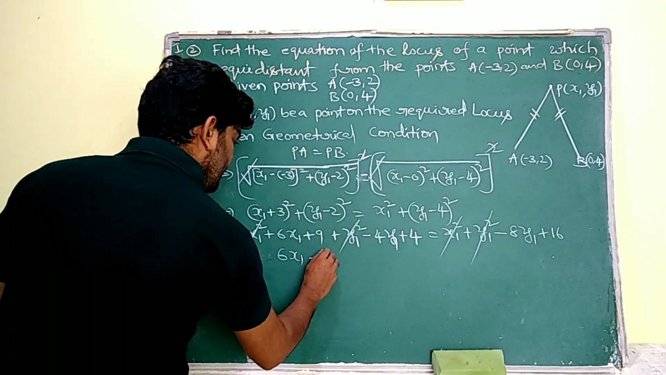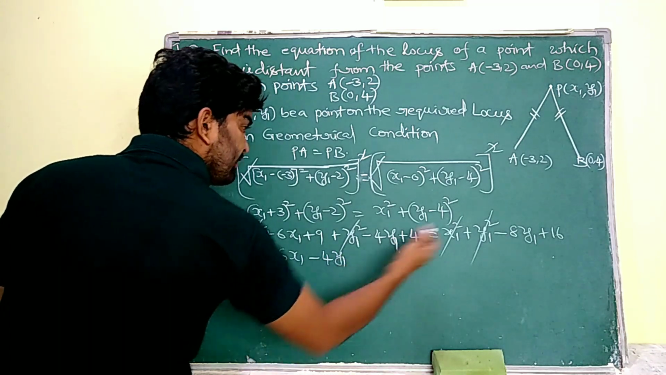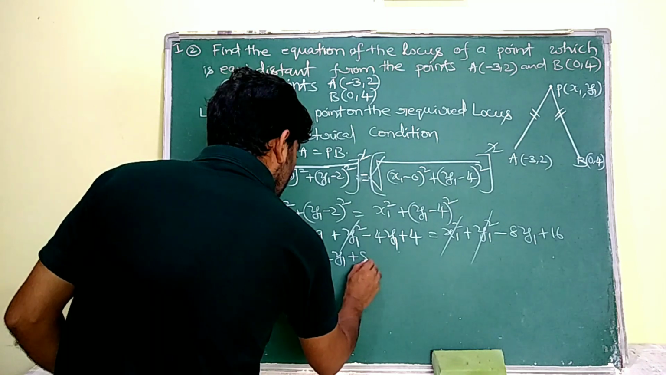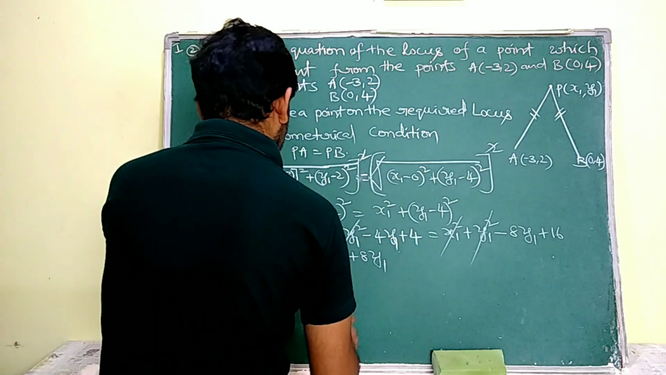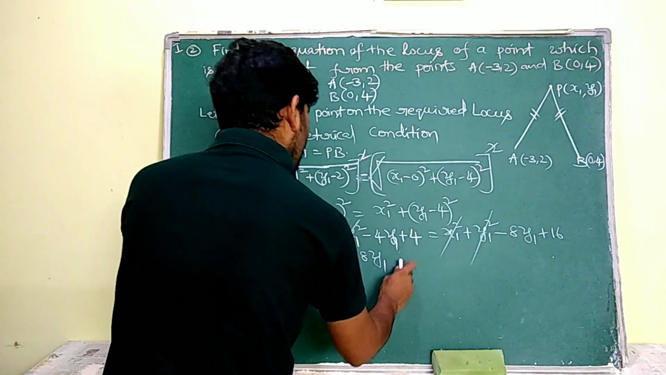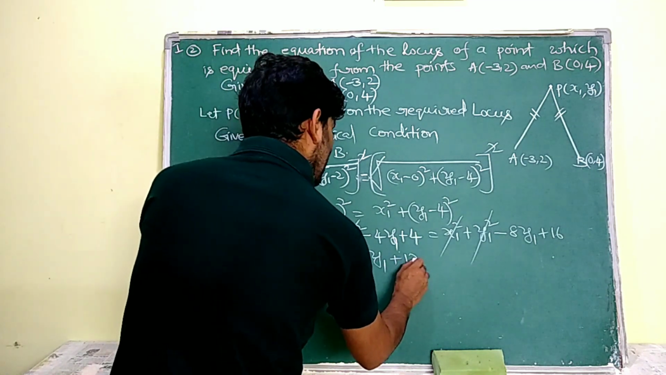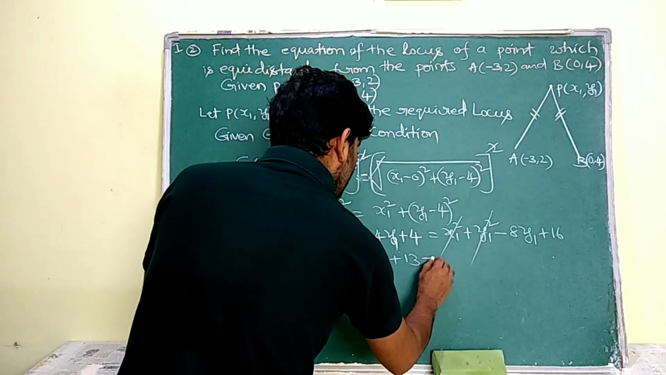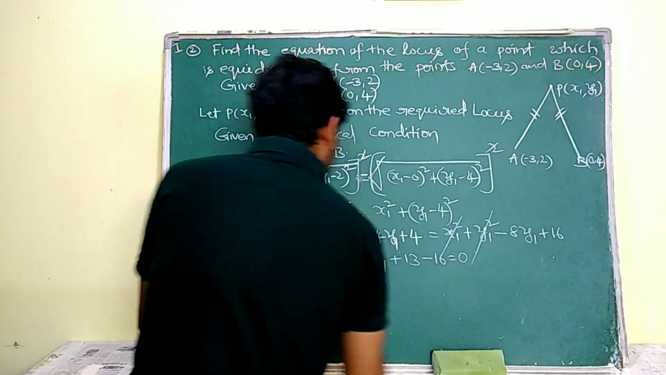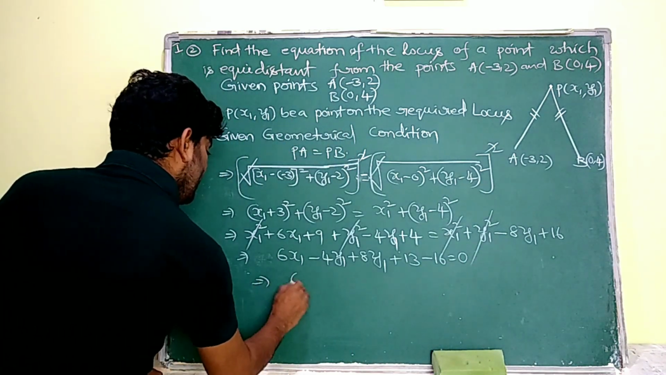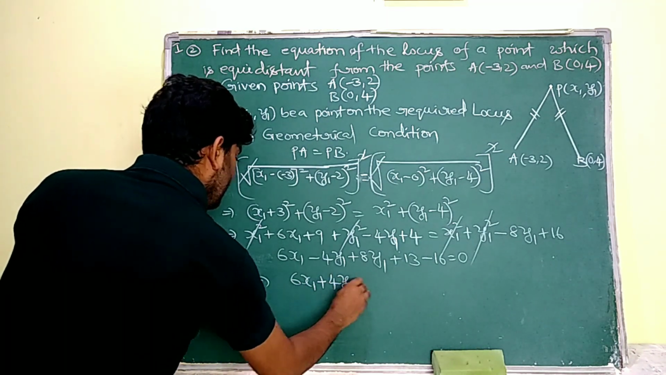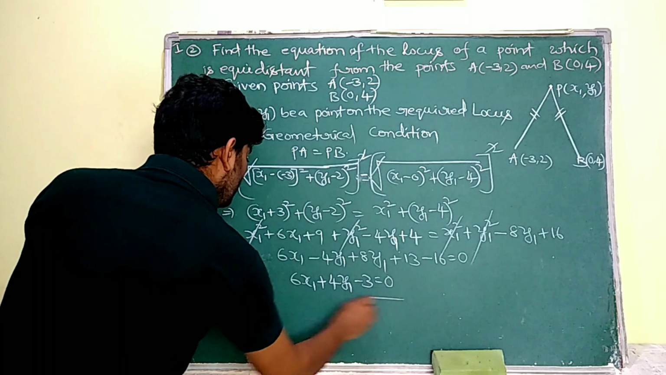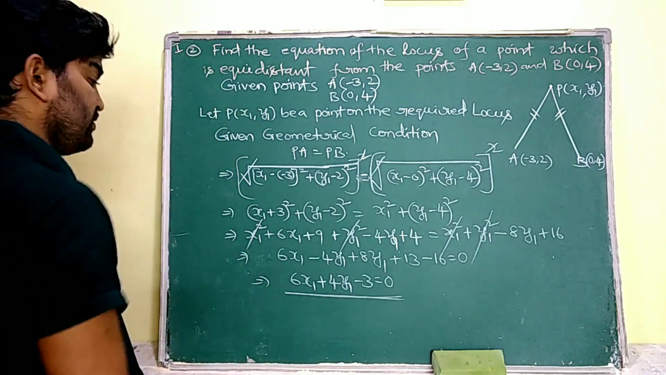6x1 minus 4y1, and that minus 8y1 comes to the left-hand side and becomes plus 8y1. Now here I have the constant values 4 plus 9, that is 13, and this plus 16 comes to this side and becomes minus 16 is equal to 0. That implies 6x1 plus 4y1 minus 3 is equal to 0. This is our locus equation.